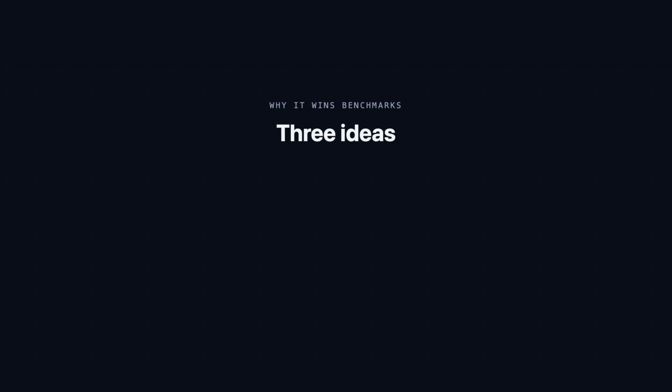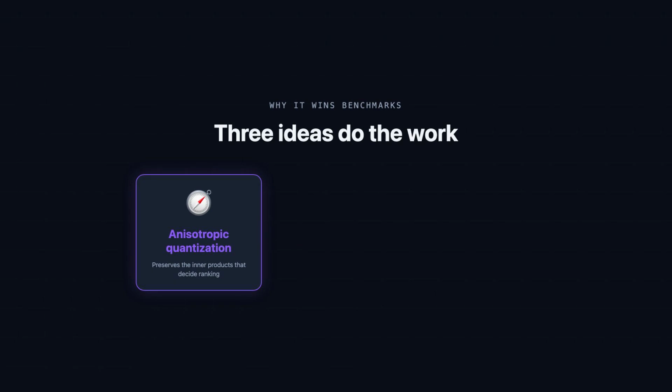Now, why did this design end up topping the benchmarks? 3 ideas do the work. First, anisotropic quantization. By caring more about error along the vector's direction, ScaNN keeps the inner products that drive ranking intact, so its compressed vectors rank almost as well as the full precision originals while using far less memory. That is the piece nobody else was optimizing for.